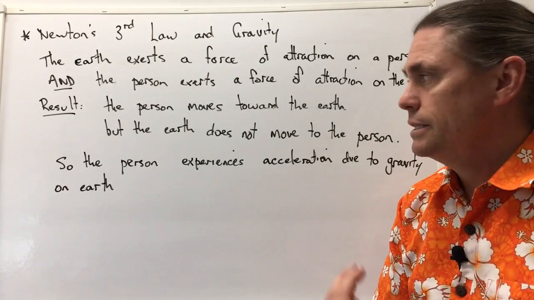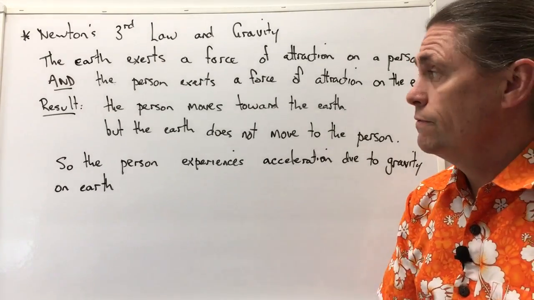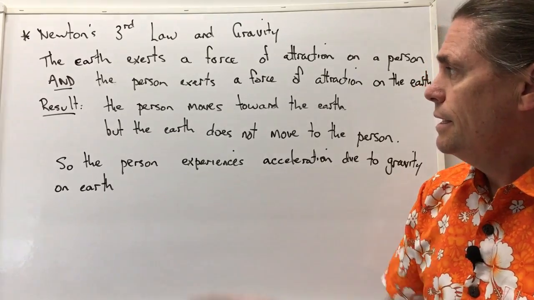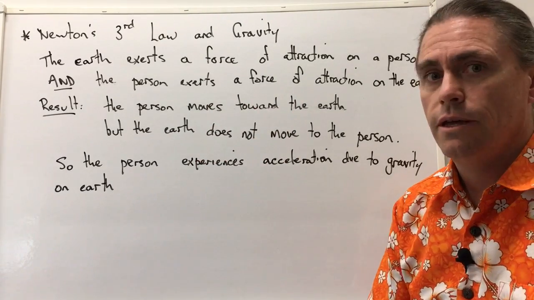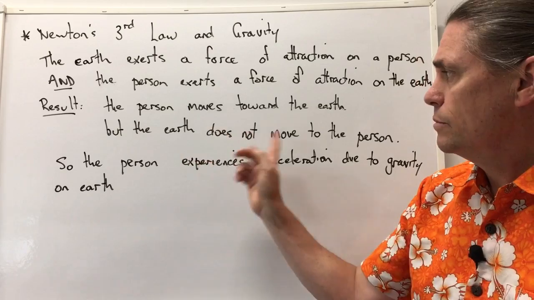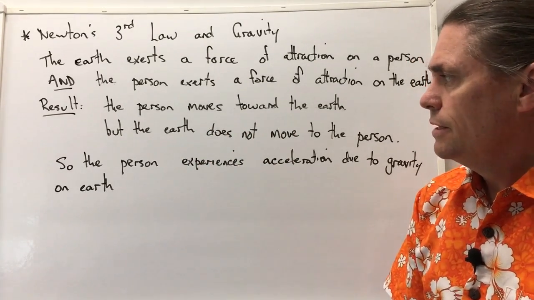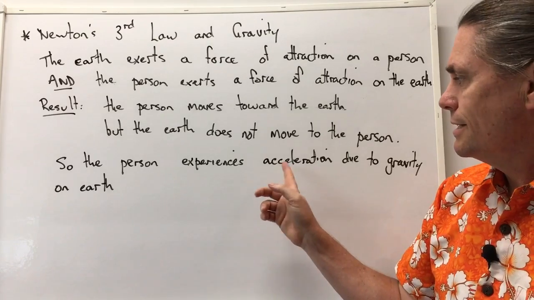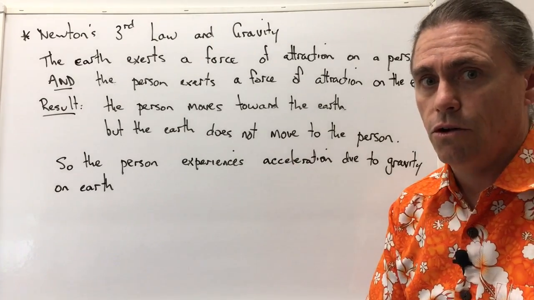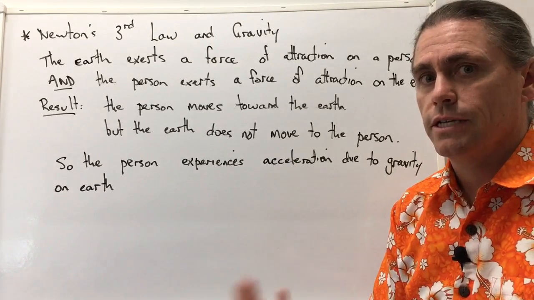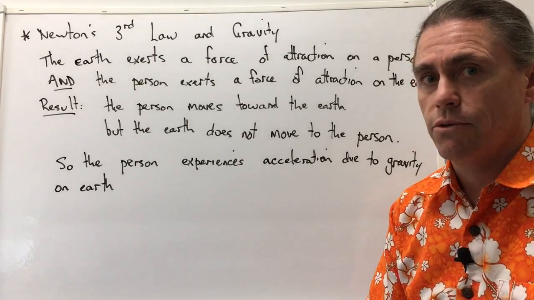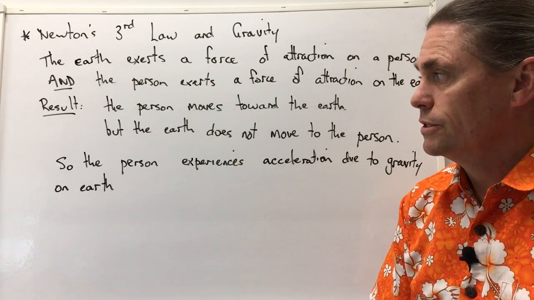So the result that we observe from this statement is that the person moves toward the Earth. However, the Earth doesn't move toward the person. So we can say from this result that the person experiences an acceleration due to gravity on Earth, but the Earth doesn't experience the acceleration due to gravity from the person.